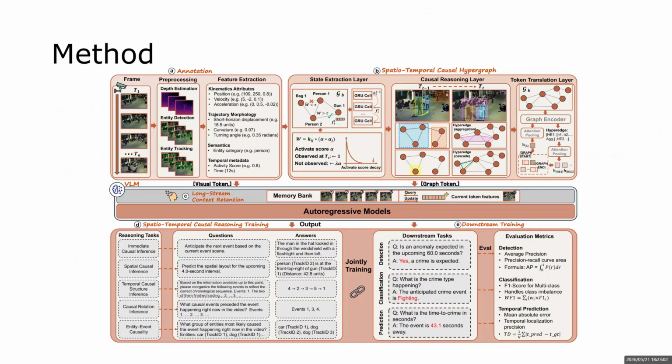Then the hypergraph is translated into graph tokens and inserted into the VLM. A memory bank is also used to retain long-stream context. Finally, the model is jointly trained on spatial-temporal causal reasoning tasks and downstream anticipation tasks, including detection, classification, and time-to-crime prediction.